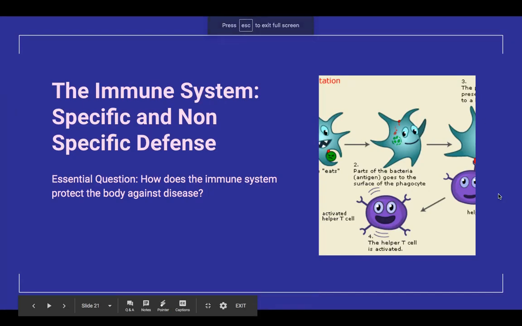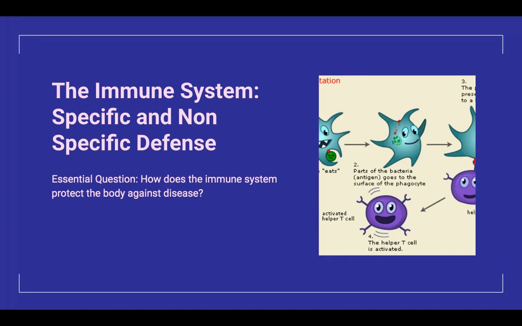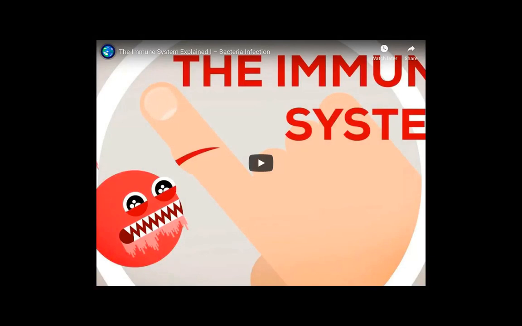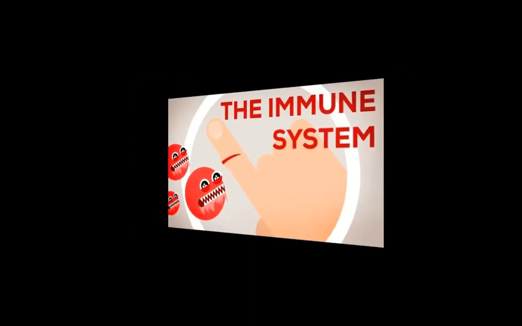Hey everybody, we are talking about the immune system specific and non-specific defenses, and we want to understand how the immune system actually protects us from disease. And so we're going to start off by talking about our non-specific defenses. You guys watched this video prior to this lecture, and this goes into both of them, although it doesn't really break them apart, but it really demonstrates how these two things work together to protect us from illness.